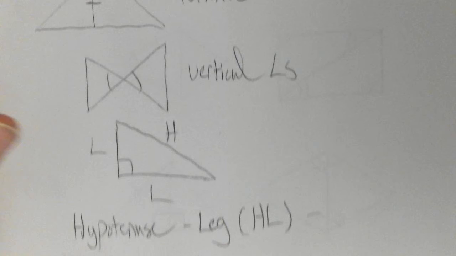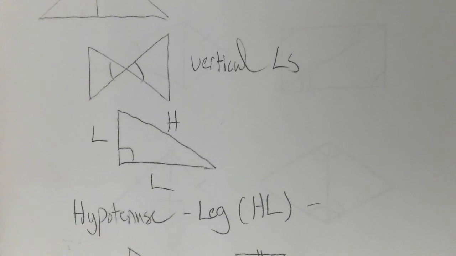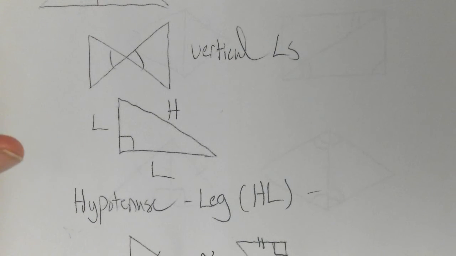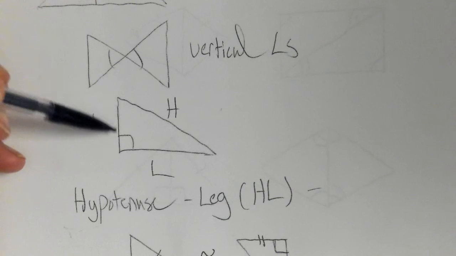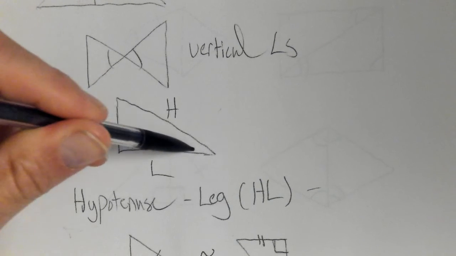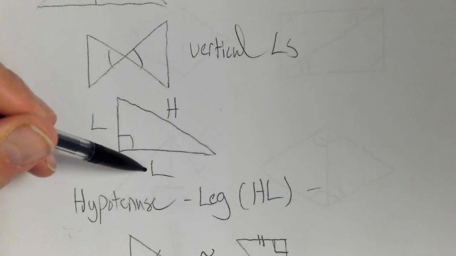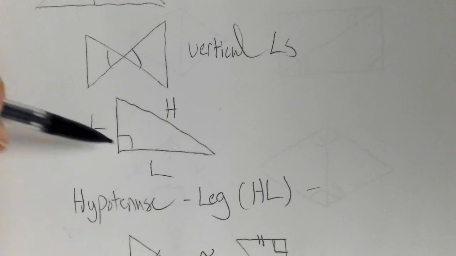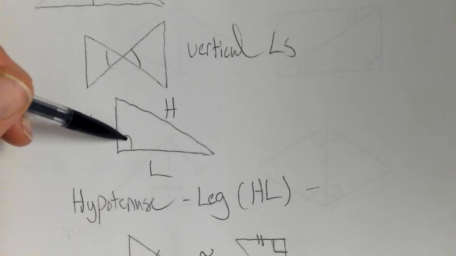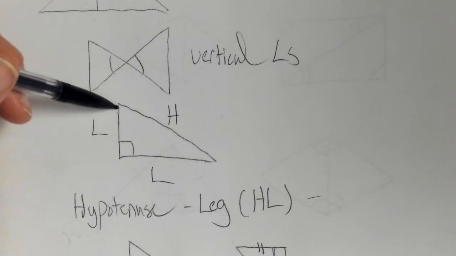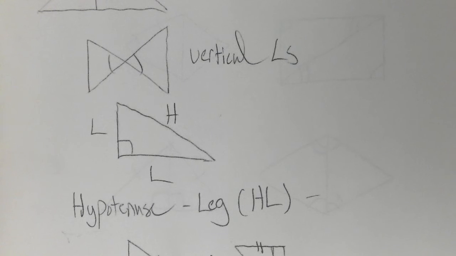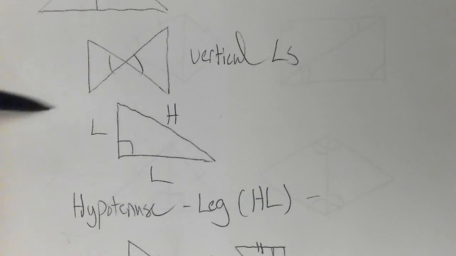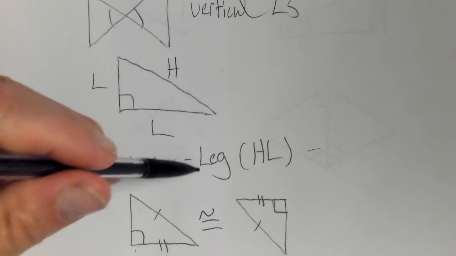Now, there's one more theorem that we're going to add to it, and that's the hypotenuse leg theorem. Remember, in a right triangle, the two sides that are connected to the 90 degrees, those are the legs, and the side that's across from the 90-degree angle is your hypotenuse. So the hypotenuse is always across from the 90. We need to make sure we understand those parts so that we can understand hypotenuse leg.